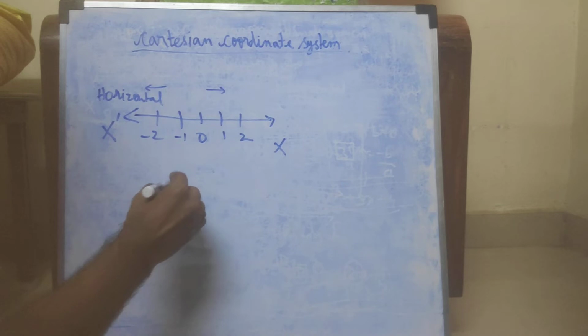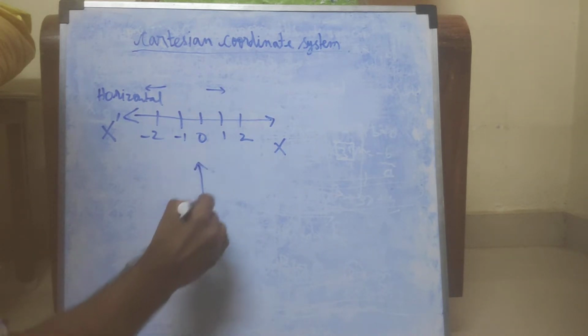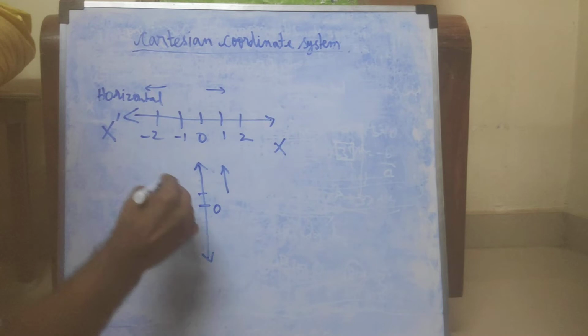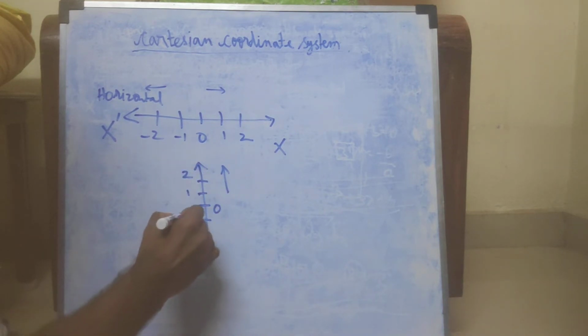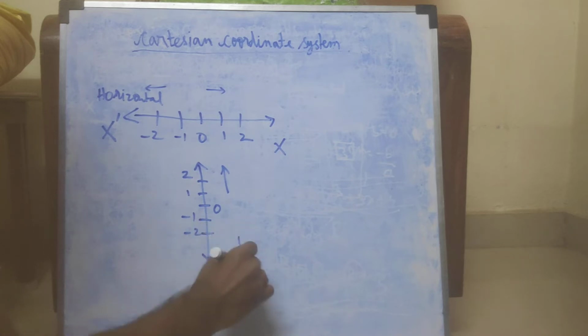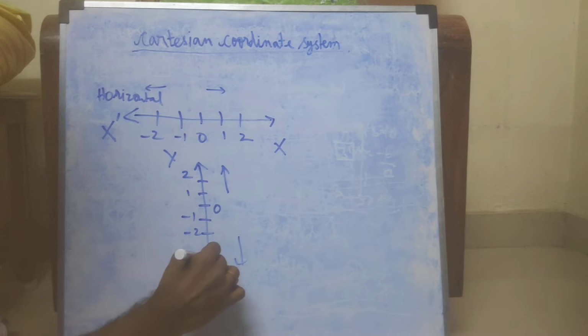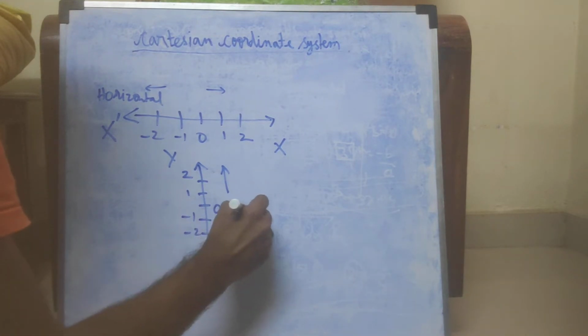And similarly, assume a number line in a vertical direction which is starting from 0 origin. Again, if we go upwards, it will be positive numbers 1, 2. If we go downwards, there will be negative numbers. So this I will label as y, and at the negative side y prime. So this is nothing but the origin point.